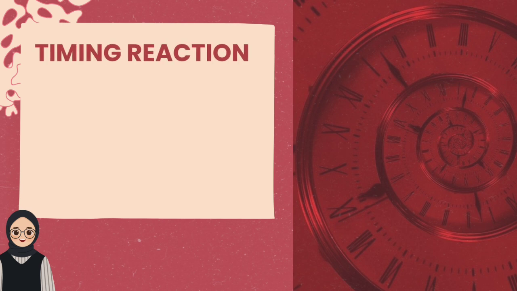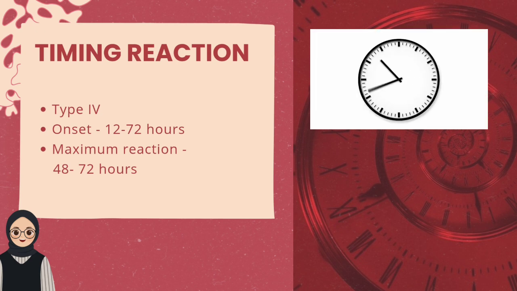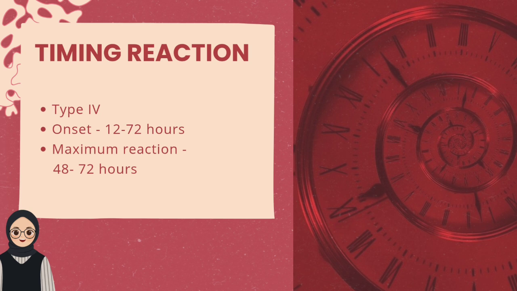Timing reaction for delayed hypersensitivity, also known as type 4, typically happens 48 to 72 hours after exposure to the antigen. The time frame is onset. The symptoms usually begin to appear between 12 to 72 hours after antigen exposure. For maximum reaction, it often peaks between 48 to 72 hours.